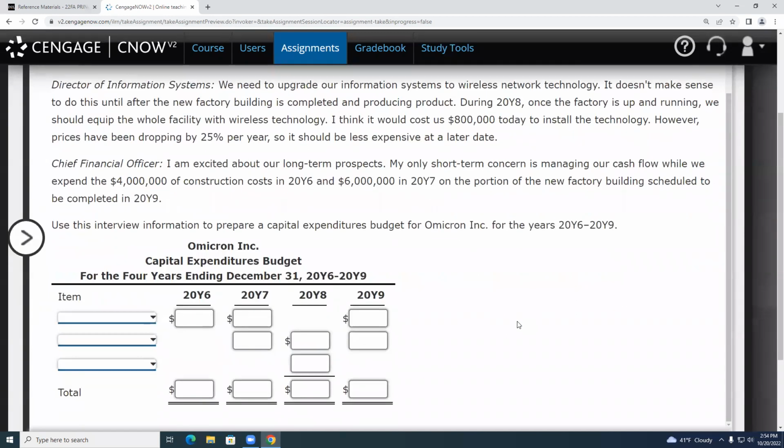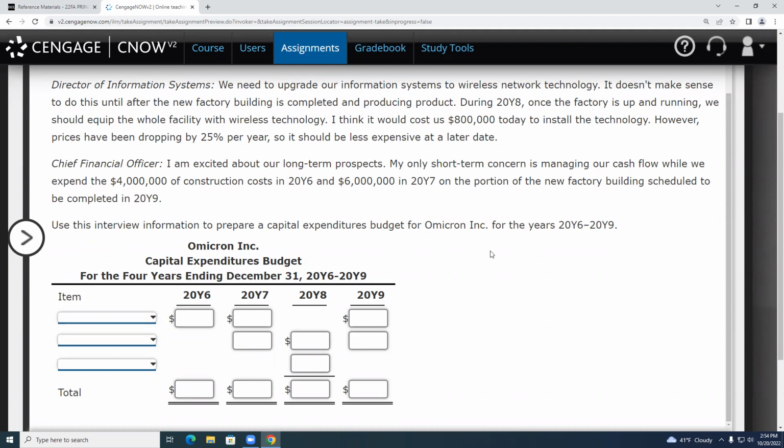And finally, the CFO said, I'm excited about our long-term prospects. My only short-term concern is managing our cash flow while we expend the $4 million of construction costs in 2016, $6 million in 2017. That's the total of the $10 million for the new building on the portion of the new factory building scheduled to be completed in 2019. And so we're putting together our budget.